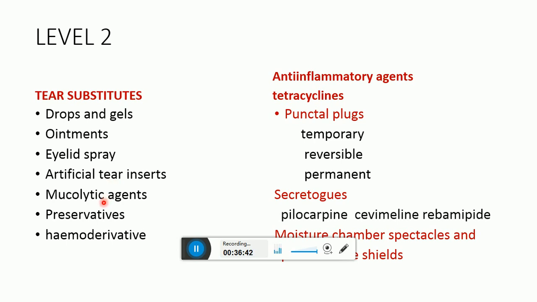Next is mucolytic agents. Acetylcysteine 5% drops are useful in patients with corneal filaments and mucus plaques. Acetylcysteine may cause stinging on instillation. Acetylcysteine is malodorous with limited shelf life. Manual debridement of filaments may also be useful.